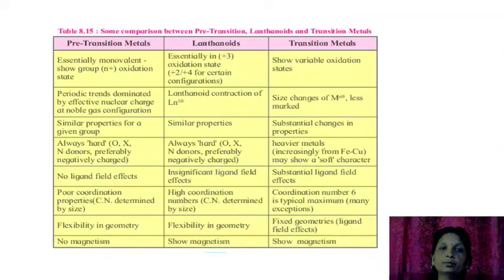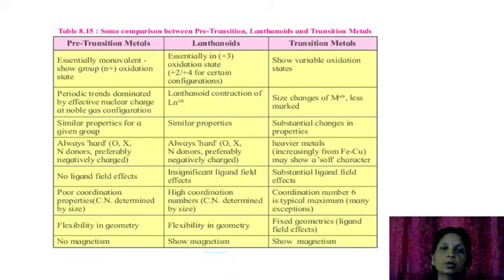Let us discuss some comparison between pre-transition metals, lanthanoids and transition metals. Firstly, we will discuss the pre-transition metals. Essentially, pre-transition metals are monovalent, so they show the N+ oxidation state. The periodic trend is dominated by effective nuclear charge at noble gas configuration. Similar properties are observed along the group. They are always hard. No ligand field effect is found. Poor coordination properties are found. They have flexibility in geometry and they show no magnetism at all.